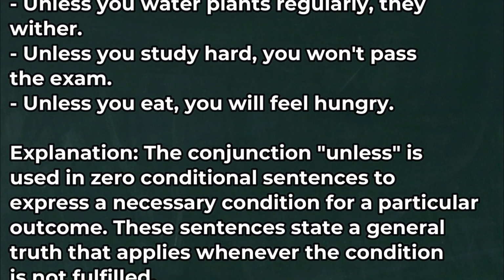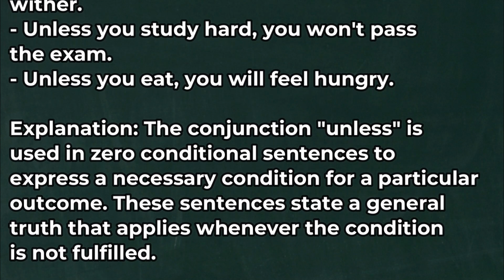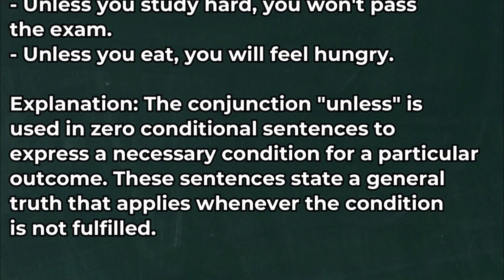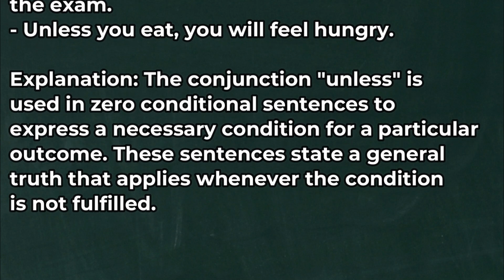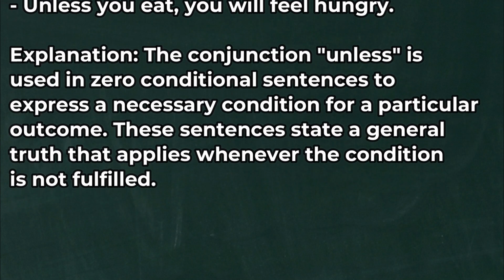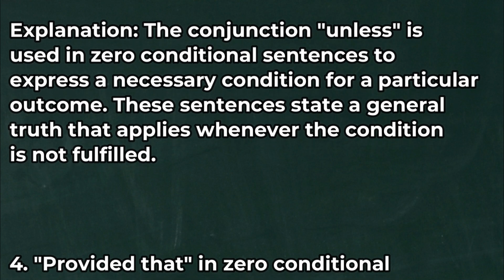Explanation. The conjunction unless is used in zero conditional sentences to express a necessary condition for a particular outcome. These sentences state a general truth that applies whenever the condition is not fulfilled.